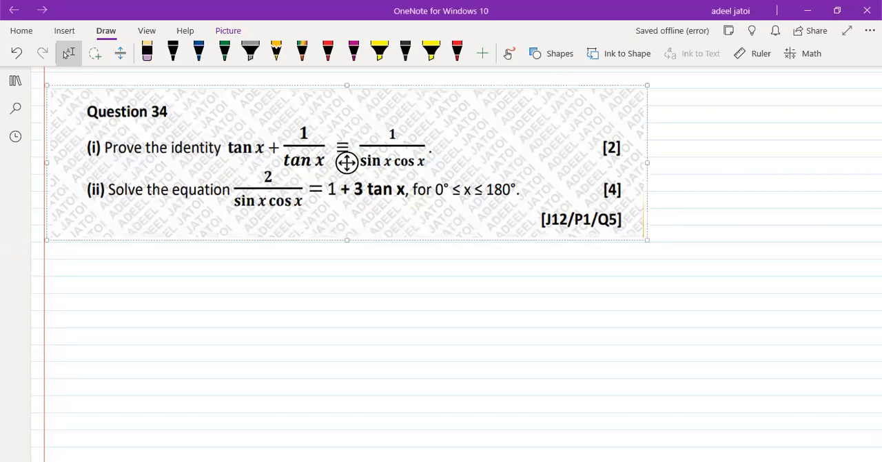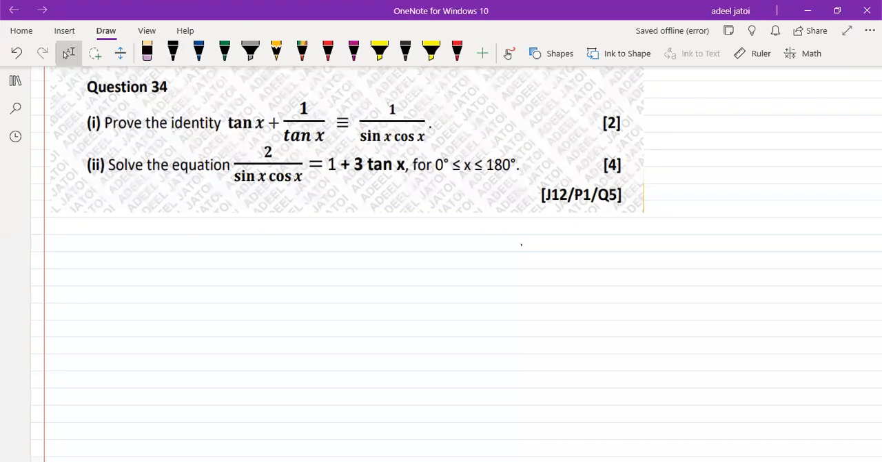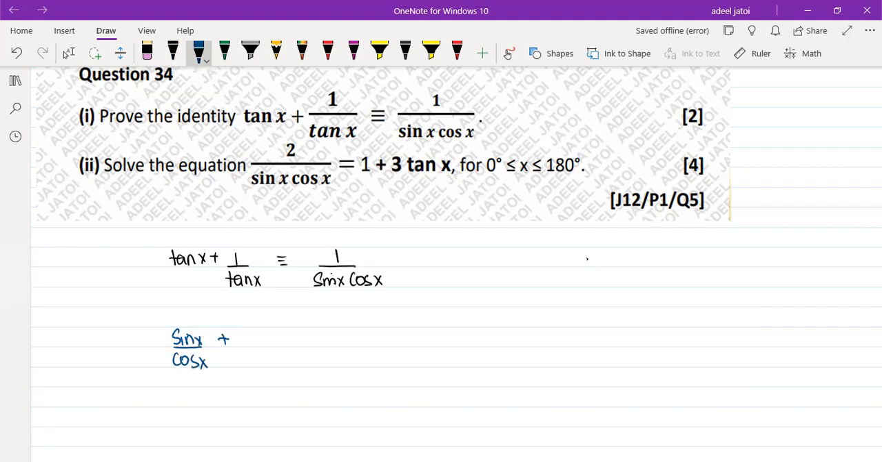Okay, question number 34 from the book, June 2012, paper 1, question number 5. Prove the identity tan x plus 1 upon tan x is equivalent to 1 upon sin x cos x. So what we're going to do is write this as sin x upon cos x plus 1 upon sin x upon cos x.